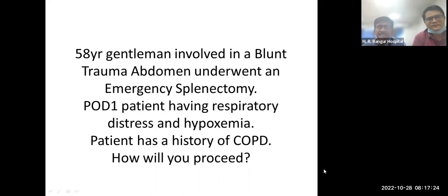Now this patient is having fever. Apart from this respiratory distress, on second post-op day, patient is having fever. He is having cough with expectoration. So what might have gone wrong at this stage?